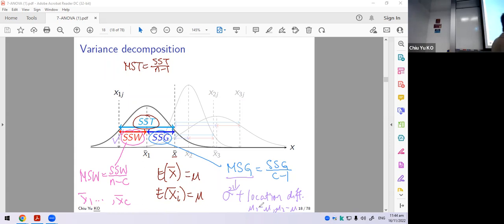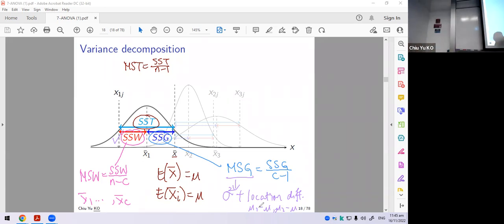If they're different, then it will be there. So that's why you are testing whether the MSG is bigger than the MSW. If MSG is bigger than MSW, then your null is wrong. Under the null, they should be the same. Is that clear why we do the F test? Is that okay?